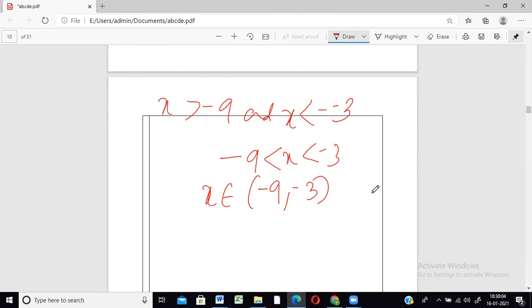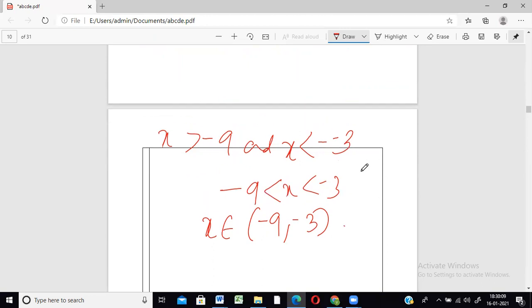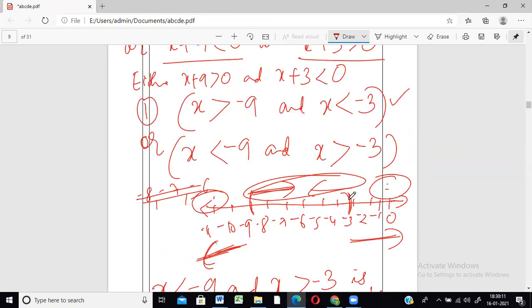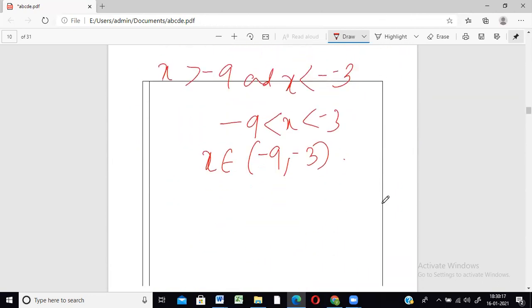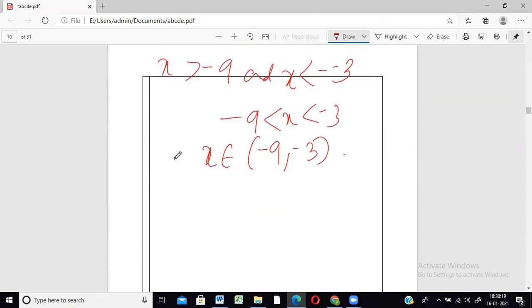So this solution, what do you think? Is it bounded or is it unbounded? What did I tell you? Unbounded means there is no limit, correct? But यहाँ पे तो limit है ना? ये -3 से यहाँ नहीं जा रहा है और -9 से यहाँ नहीं जा रहा है. So it's bounded. मतलब it has got its limit. So this solution set is bounded.